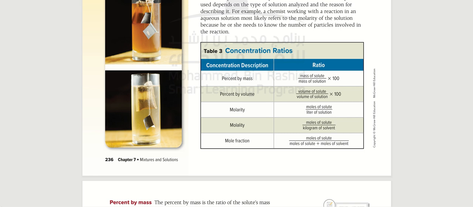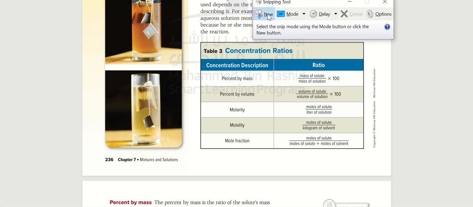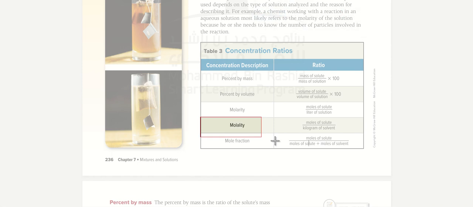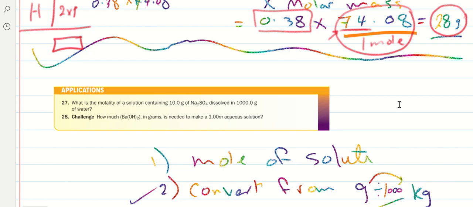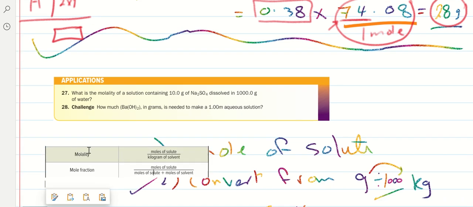Let me copy and paste, because I'm going to answer questions 27, 28, 29 and 30, and then go directly to the last lesson. Okay.